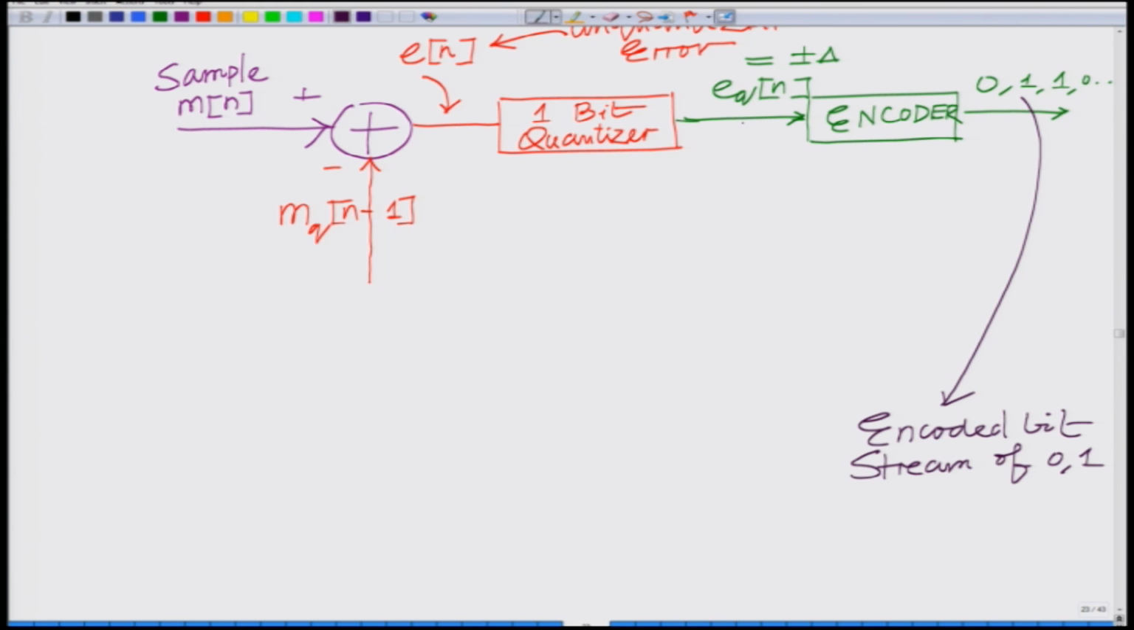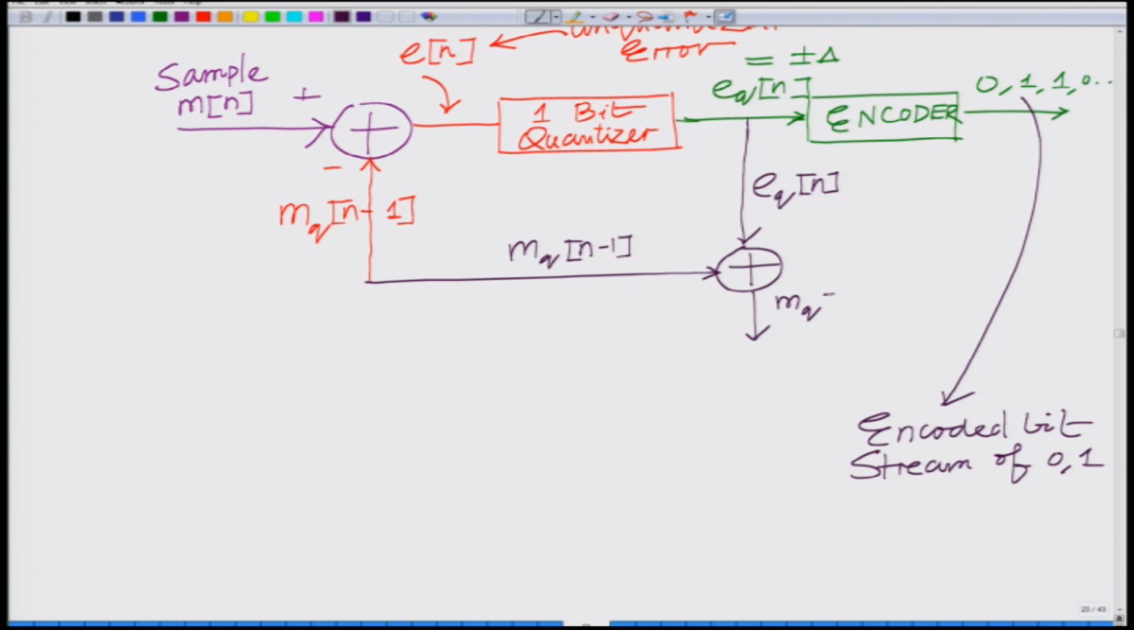And of course, we are not done with eq[n]. Now we have eq[n], and it has to be added to mq[n-1] to give mq[n]. So we have eq[n], we have mq[n-1], and adding them gives us mq[n].